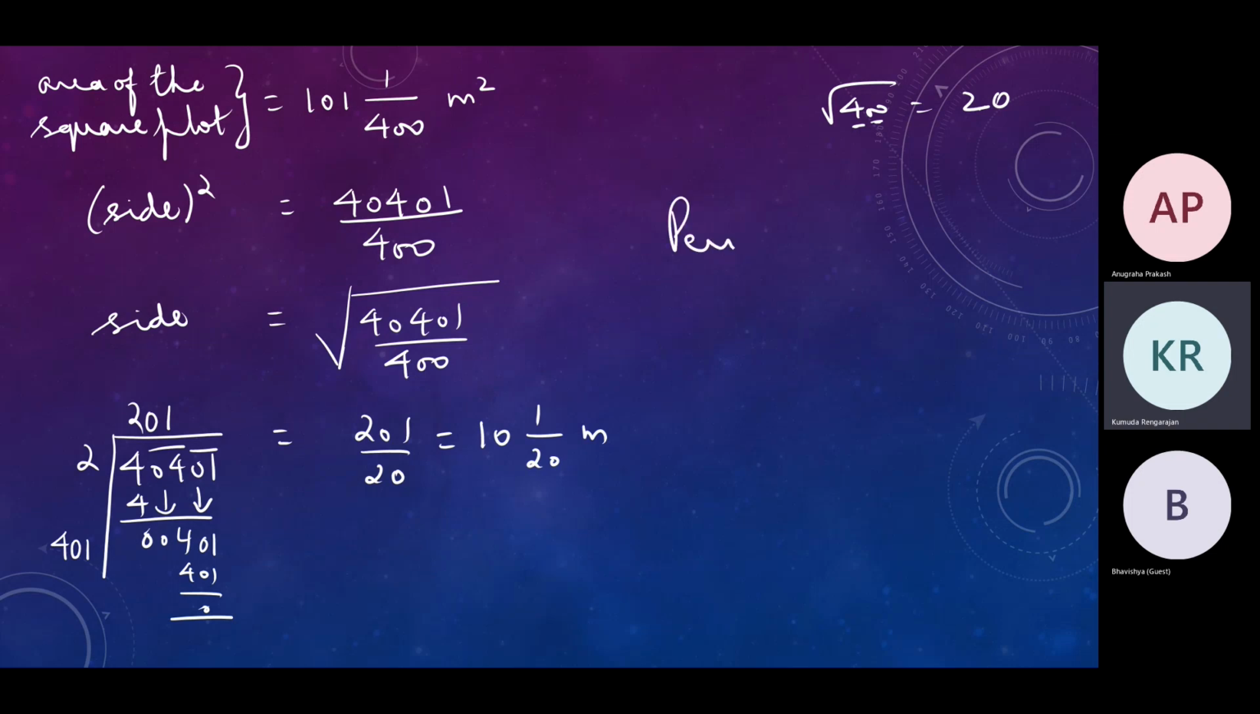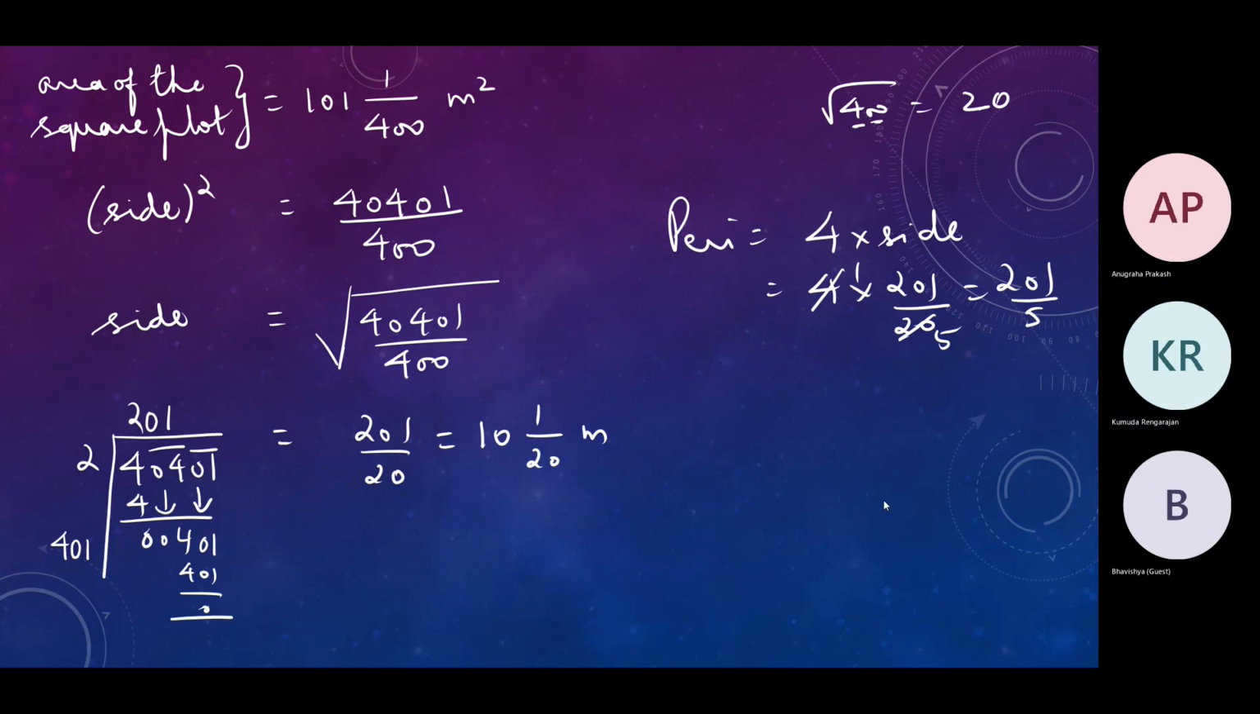Perimeter, we have to find the perimeter, which is 4 into side. So that is 4 into 201 by 20. So 4 fives are 20, so 201 by 5. Again, put that as a mixed fraction. Am I clear, Anugraha? Yes, ma'am.